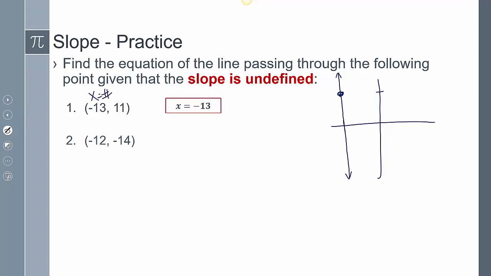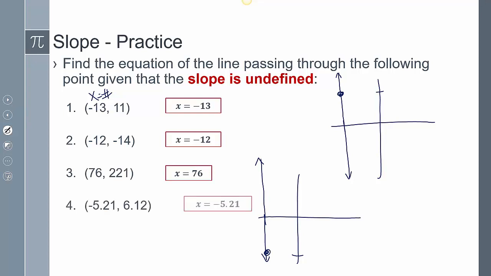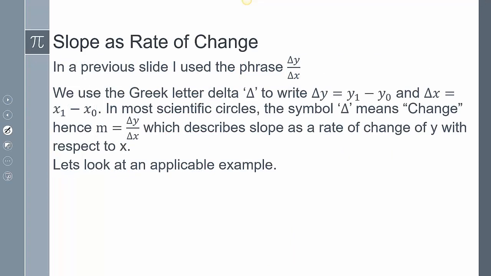For this one here, let's kind of visualize that one. If I have negative 12, negative 14, that's going to have to move up and down. And so that's why it's going to be x equals negative 12. Same thing here, x equals 76. Same thing here, x equals negative 5.21. And so x equals a number. It's kind of like the shortcut, but being able to visualize what's going on, that's going to be the most important.